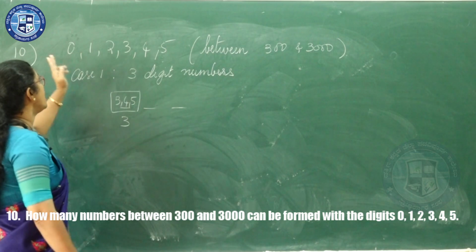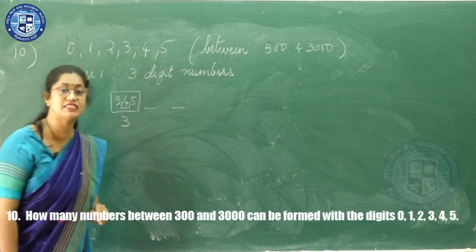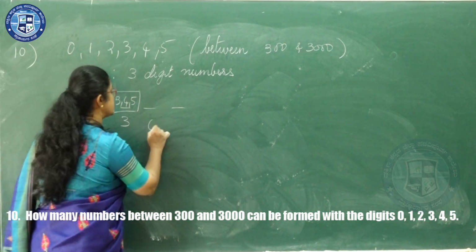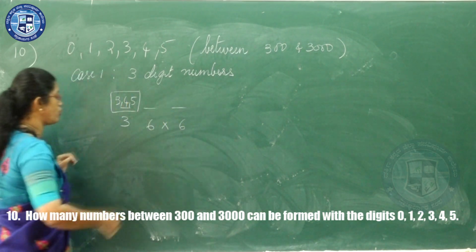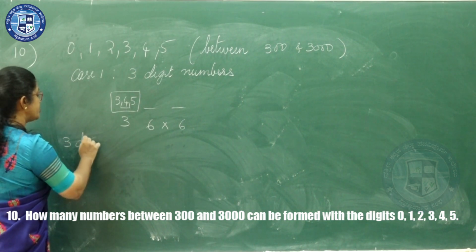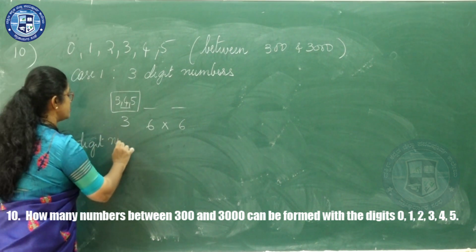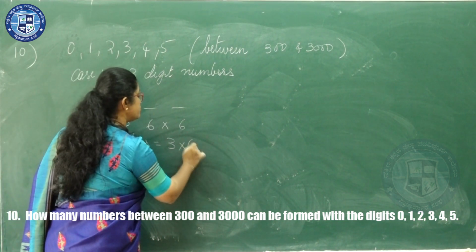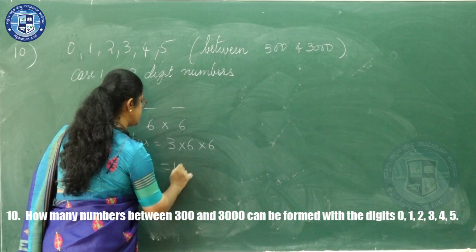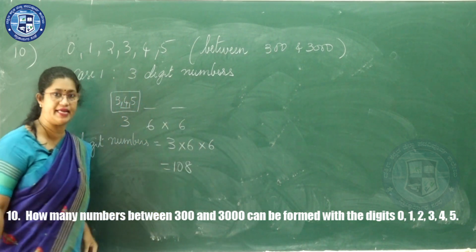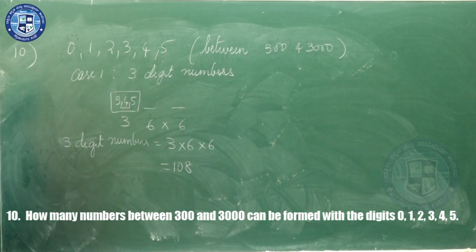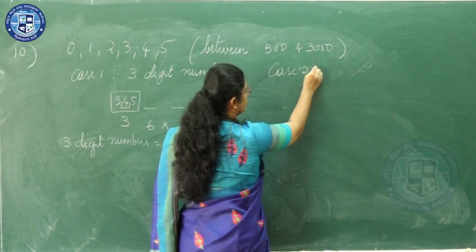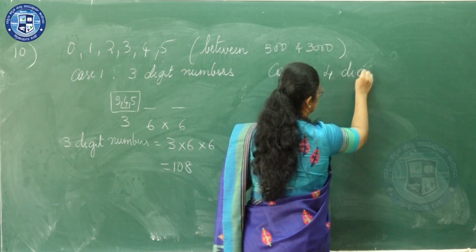Now, come to the next one. This one, I can fill it with any one of these 6 numbers because I can repeat the digits. So this has 6 choices and this also has 6 choices. So how many 3 digit numbers are we getting? 3 into 6 into 6, which is equal to 108. Now let us see case 2. Case 2, 4 digit numbers.